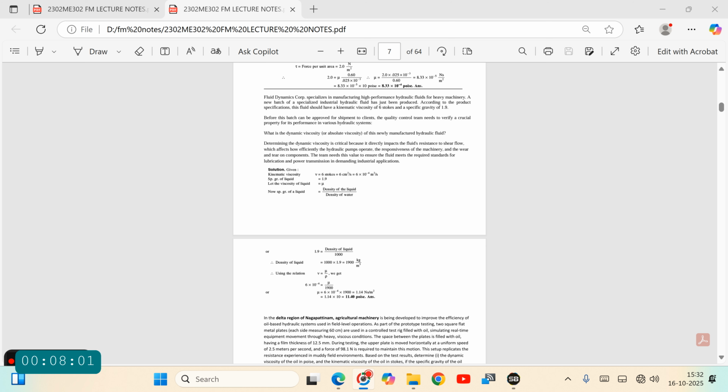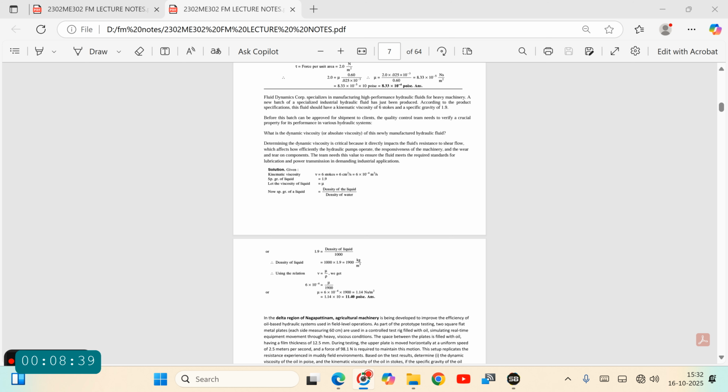Determining dynamic viscosity is critical because it directly impacts the fluid's resistance to shear flow, which affects how efficiently the hydraulic pumps operate. It plays a vital role in the responsiveness of the machinery and the wear and tear of components. The team needs to ensure the fluid meets the requirements for lubrication and power transmission. So as a hydraulic engineer, you have to ensure the pump operates very smoothly. For that, you have to determine the dynamic viscosity.